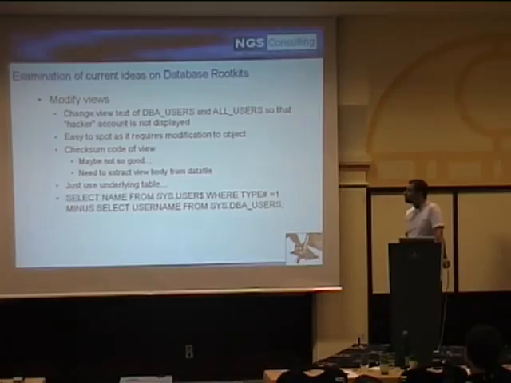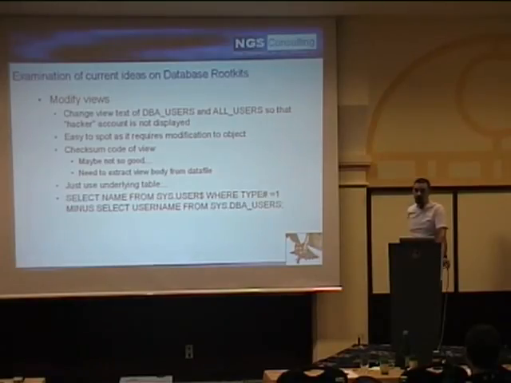So, modifying views. Along comes a user, creates himself an account called hacker, and he wants to hide the fact, so they'll modify the view of DBA_USERS and ALL_USERS so that the hacker account isn't displayed. Because it's modifying an object in the data dictionary, this is trivial to spot. One of the aspects of this is that checksumming the code of the view and then comparing that later on is not the right way around to check for modifications.